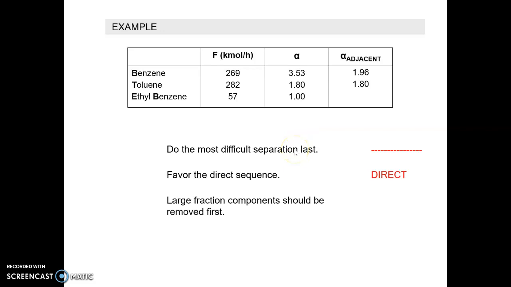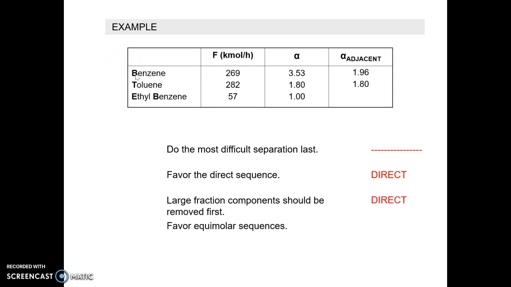So this gives direct. Large fraction component should be removed first. So which is the large component? As such, if you see, toluene is the large component, correct? But I cannot separate toluene in my first column. So what is the second largest? It is benzene. So I separate benzene out of it, which again calls for a direct sequence.